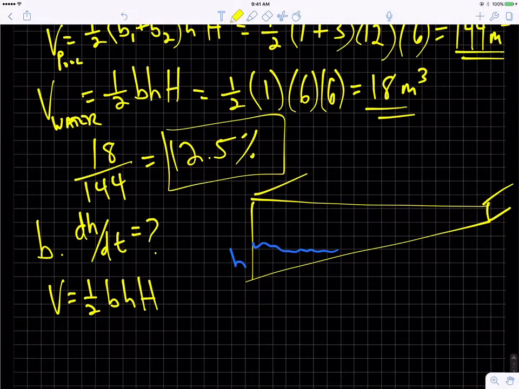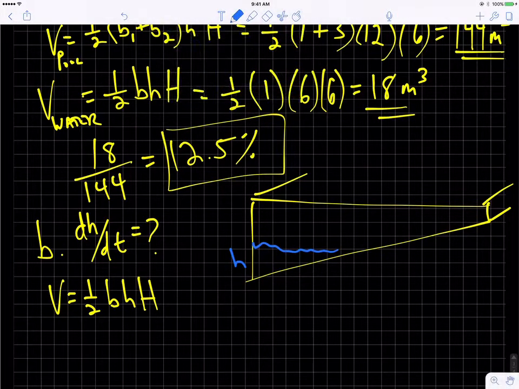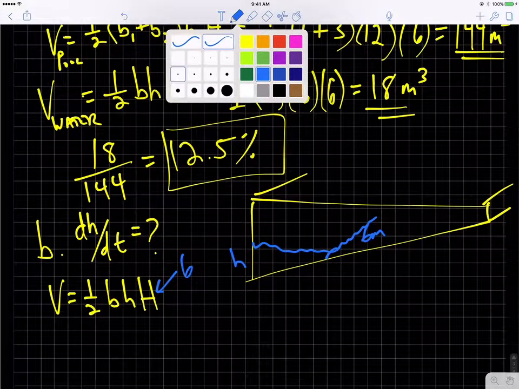As I picture this water rising and the volume growing, the one thing that is constant is the height of the prism across. As the water fills up, this height is not changing. It's always going to be whatever it was, 6 meters. That's always going to be 6 as the water level rises. So this will always be 6. It's constant, so I don't have to worry about it changing.